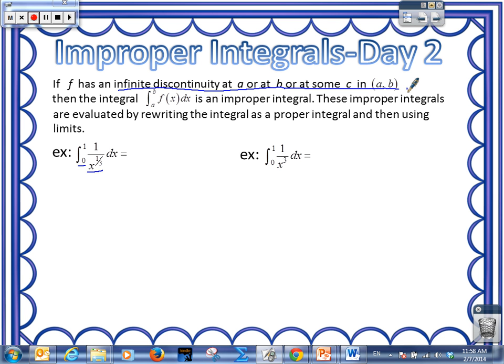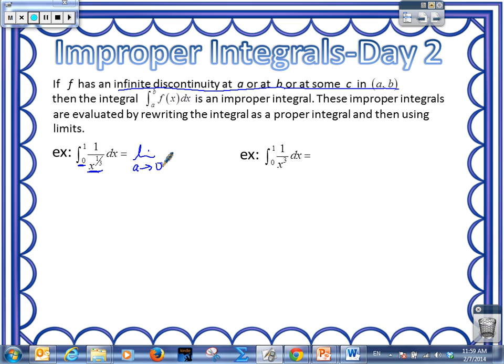So let's take a look at the first one. Just looking at it, we can't tell that it's improper, but once we inspect it, we realize that this particular function is not defined at 0, so we have an improper integral. So we're going to rewrite it. So we have the limit as a approaches. Now this was confusing students earlier. Let's talk about it, these are one-sided limits.